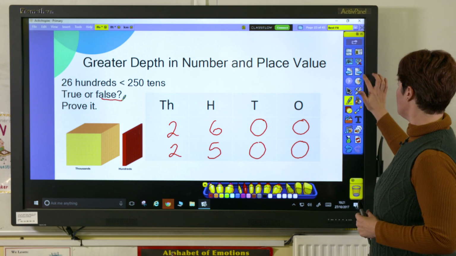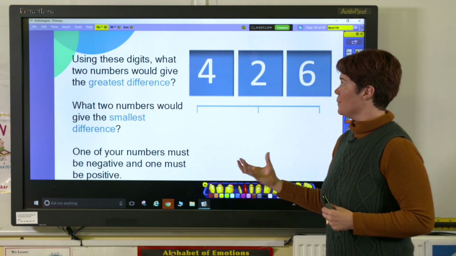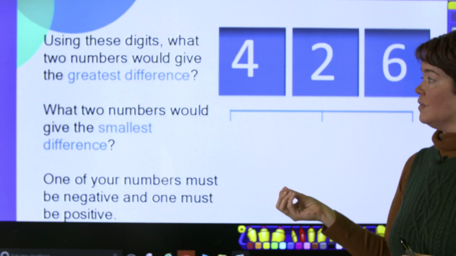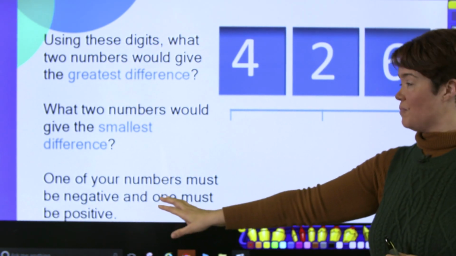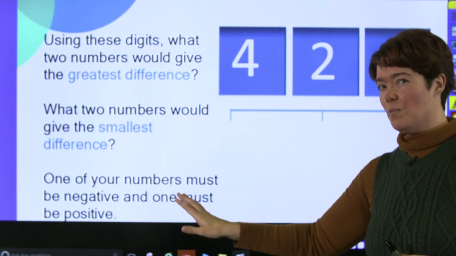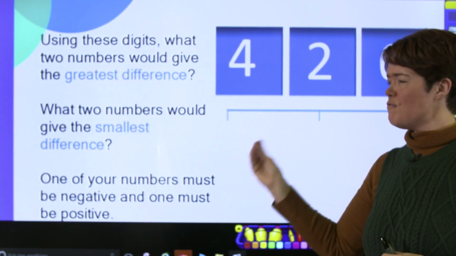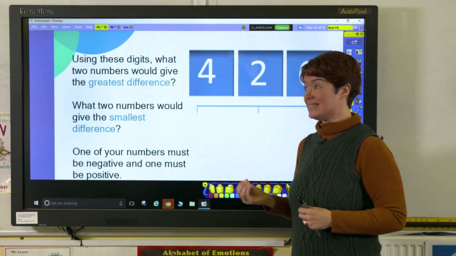Moving on to our second problem. This is designed for upper key stage 2. Using these digits, what 2 numbers would give the greatest difference? What 2 numbers would give the smallest difference? One of your numbers must be negative and one must be positive. We can see this is now upper key stage 2. Really sound knowledge of place value and understanding of number sense needed here.